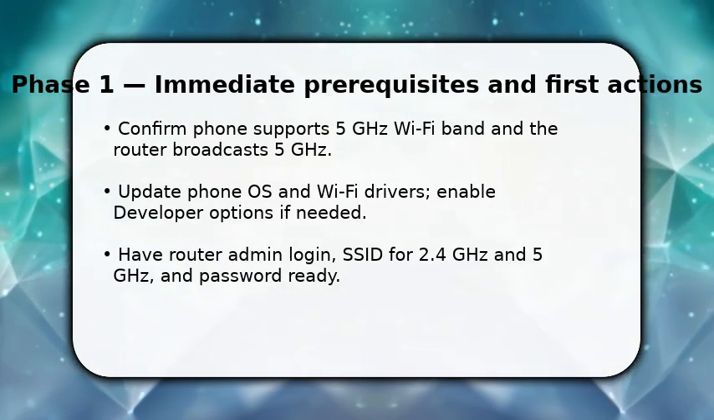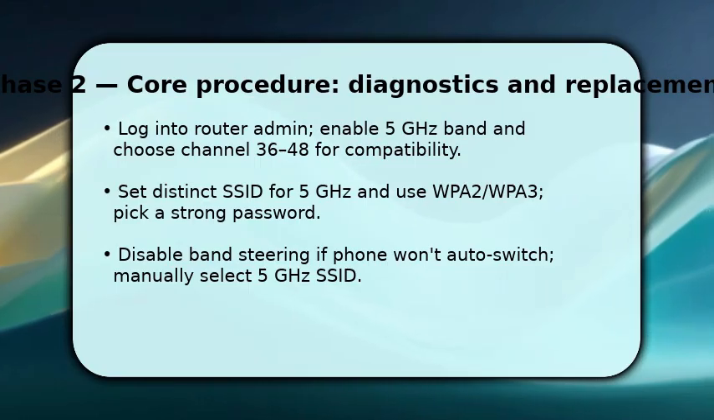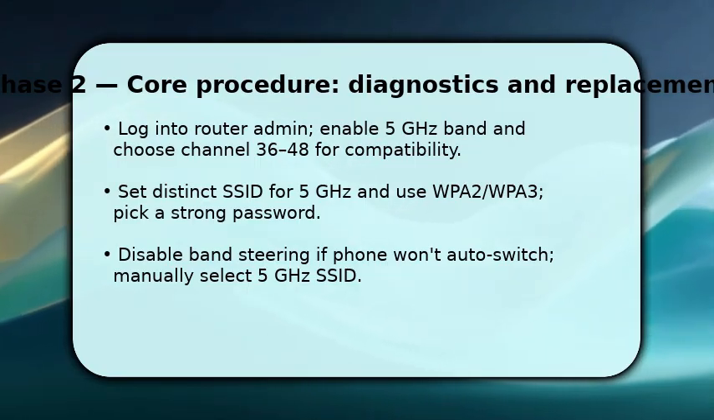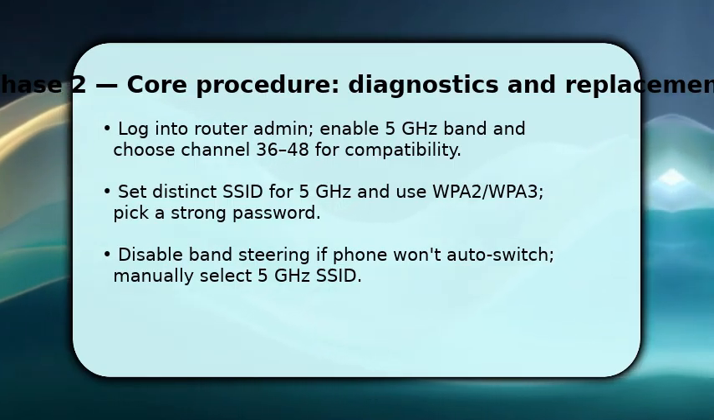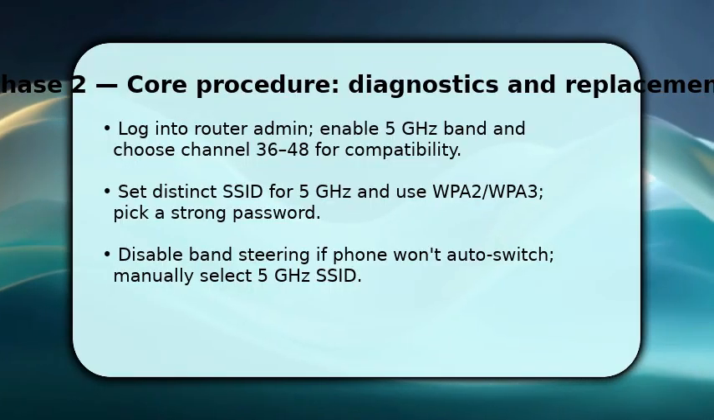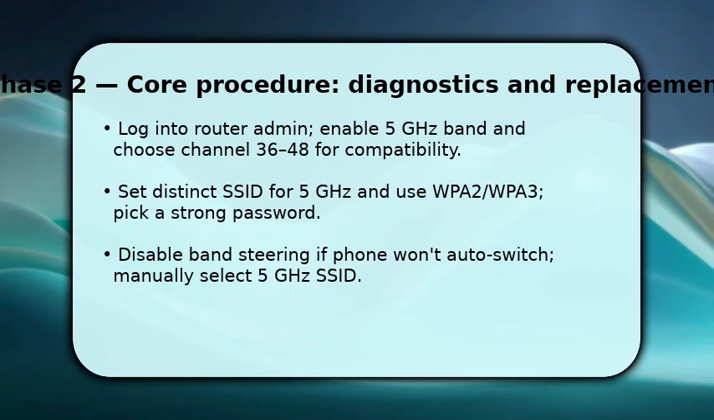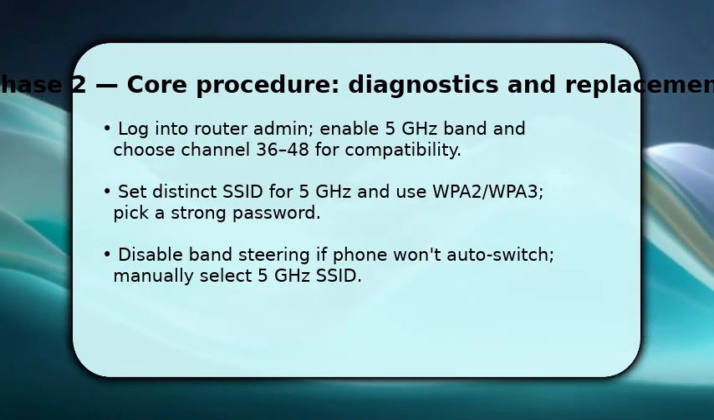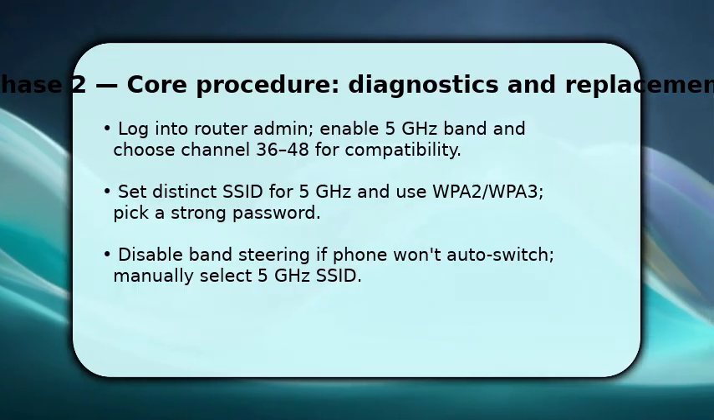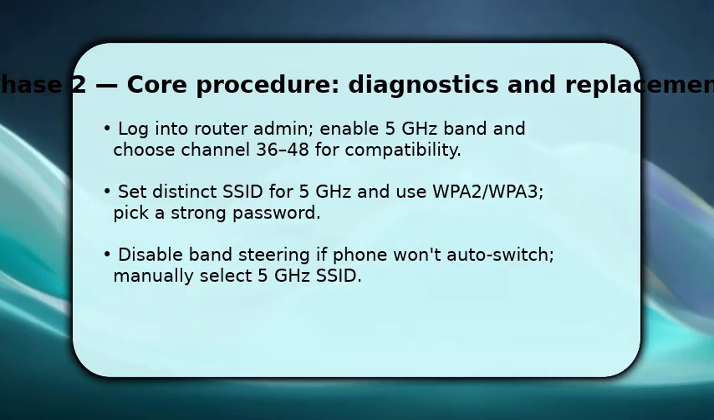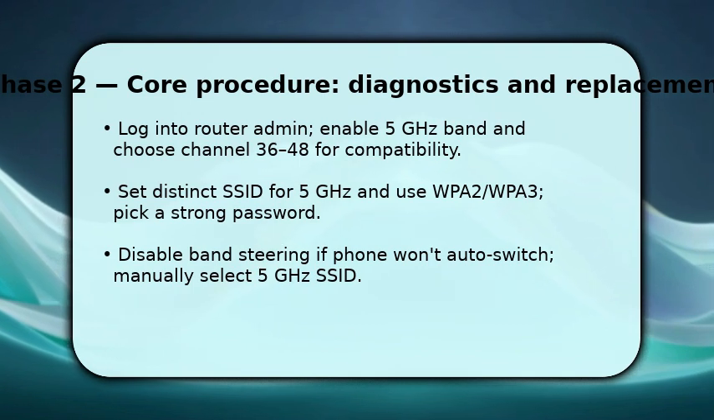You log into the router admin page, enable the 5 GHz band, and pick a lower channel like 36 to 48 for best compatibility with older phones. Then create a distinct SSID for the 5 GHz network and secure it with WPA2 or WPA3 and a strong password. Once configured, disable band steering so the phone can select the 5 GHz network manually. If the phone prompts, forget the old network and then join the new 5 GHz SSID.